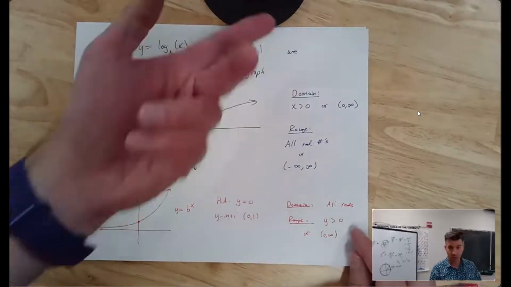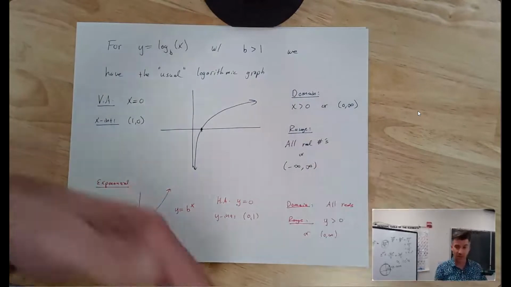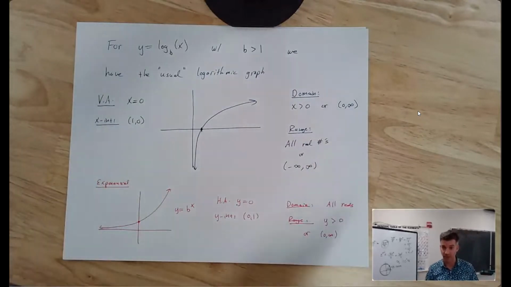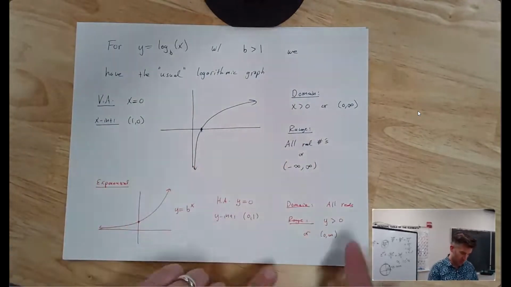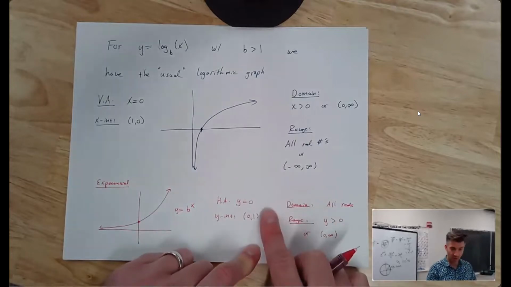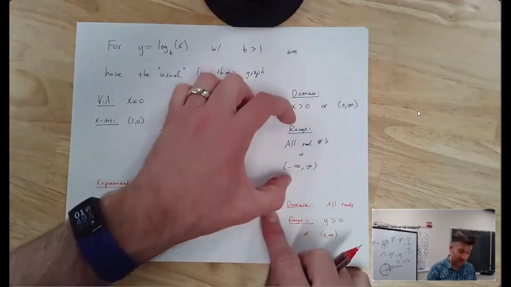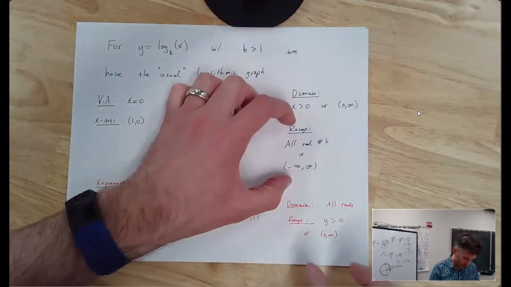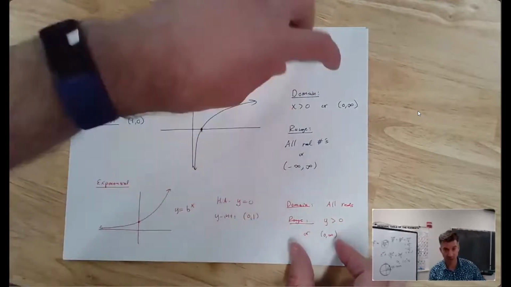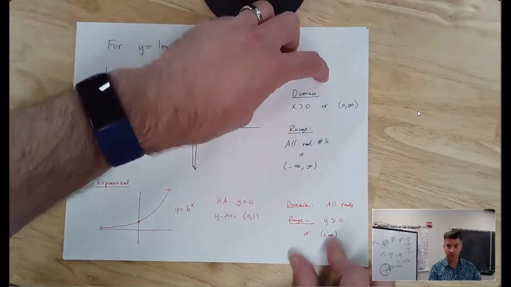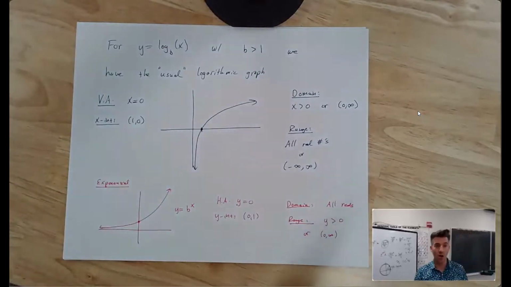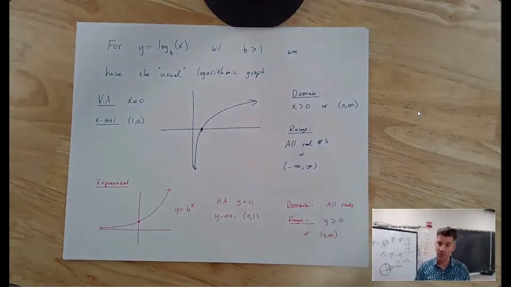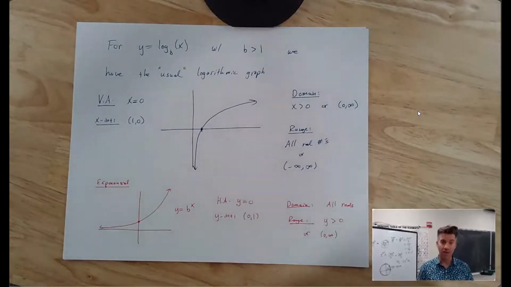And the domain and range also switch, right? The domain is all the possible x values, the range is all the possible y values. Those interchange so that all the possible x values here, which is all reals, becomes all the possible y values here, which is all reals. And the range here, which is all the possible y values, becomes the domain here, which is all the possible x values. So I really just want to stress, oh yes, logarithmic functions and exponential functions are inverses of each other. All of the x and y things get interchanged.